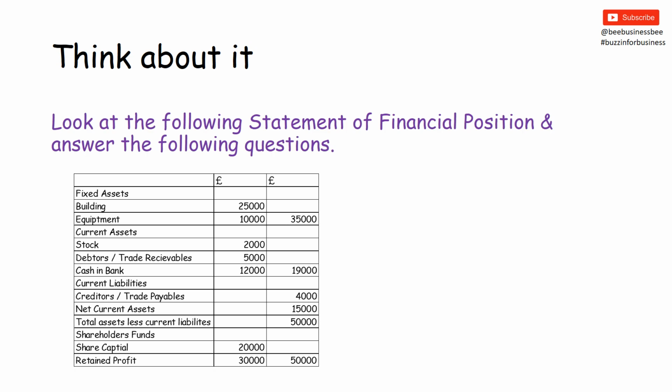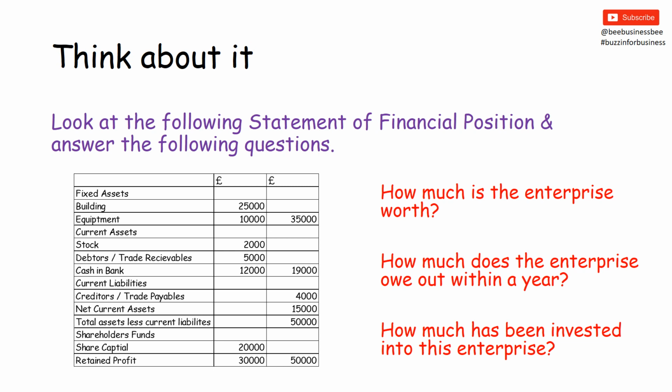Right, now it's time to start to look at the second document, and this is a statement of financial position. Now I've got 3 questions for you to think about before we move on to this topic. So by looking at the data in that statement of financial position, how much is the enterprise worth, how much does the enterprise owe out within a year, and how much has been invested into this enterprise. Pause the video while you think about those questions, and then unpause as we go through the answers.